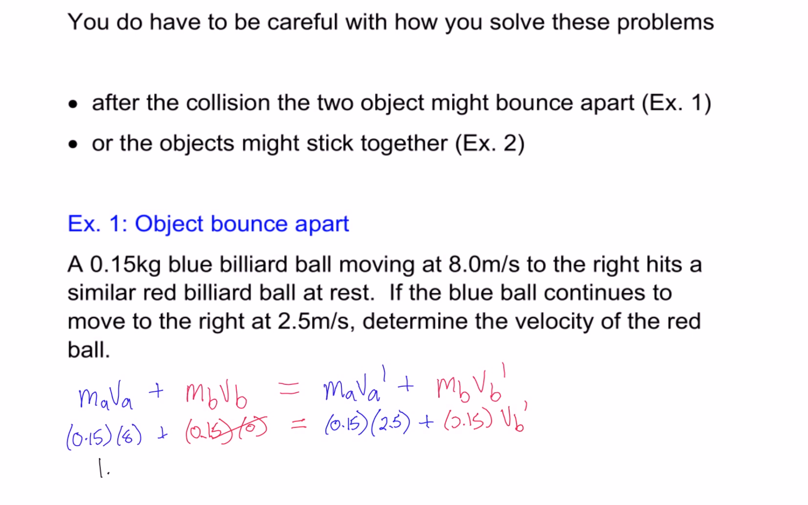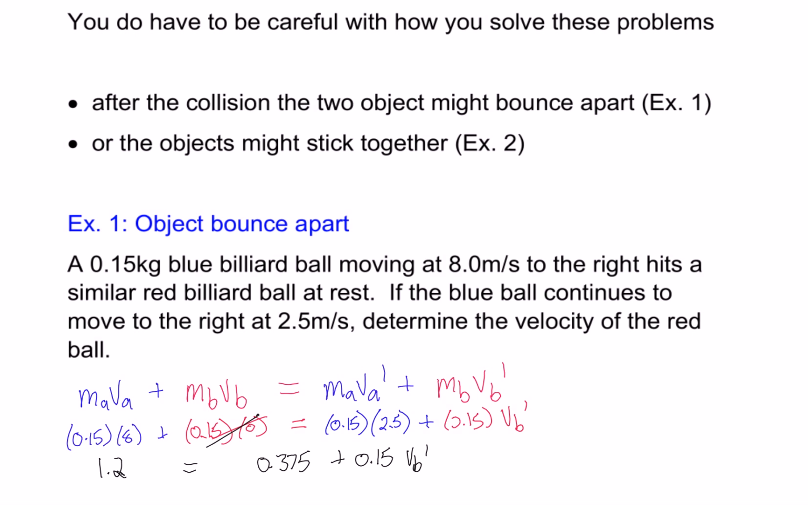gives us 1.2, and that's our momentum, so we don't have to worry about units. This one is 0, so we can ignore that. And now we go 0.15 times 2.5. That gives us 0.375 plus 0.15 VB prime.